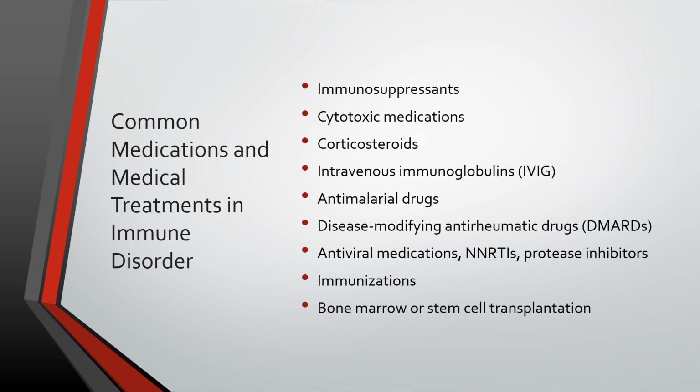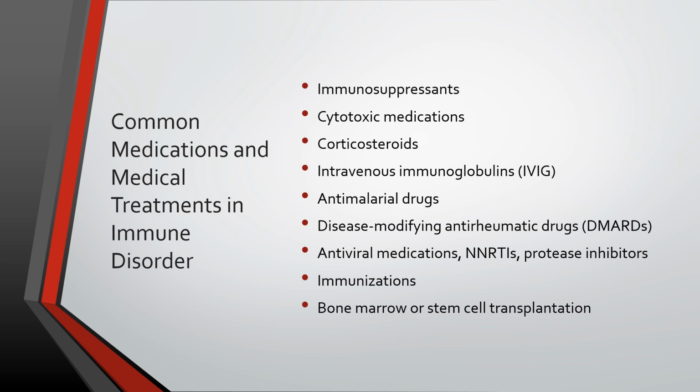Disease-modifying anti-rheumatic drugs help deplete DNA precursors and can be used with JIA. Antiviral medications bind to HIV-1 reverse transcriptase, helping block DNA polymerase activity and disrupting the virus life cycle. Immunizations, of course, we know those help prevent viral and bacterial infections, remembering that we cannot administer live vaccines to those that are immunocompromised. And then bone marrow or stem cell transplant.